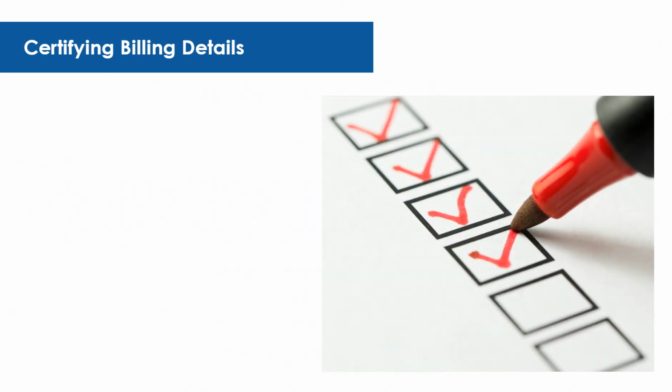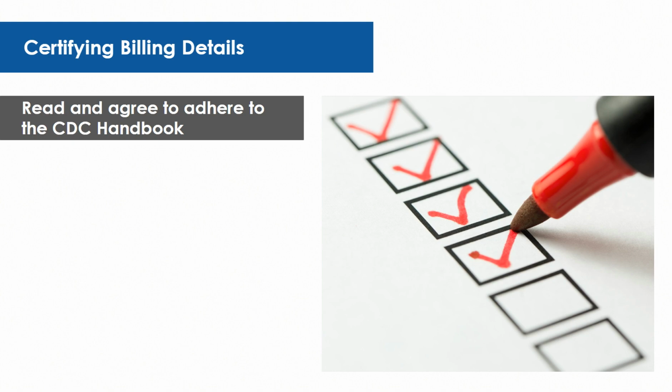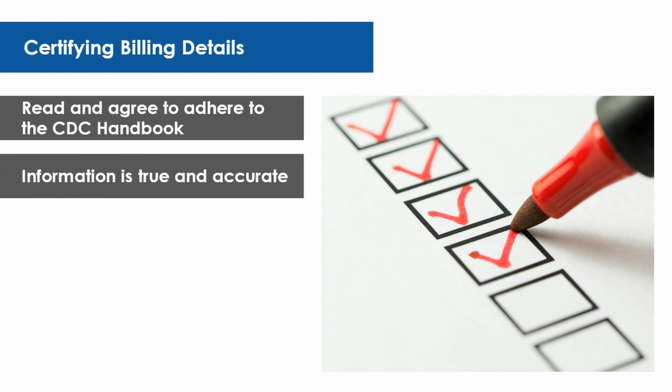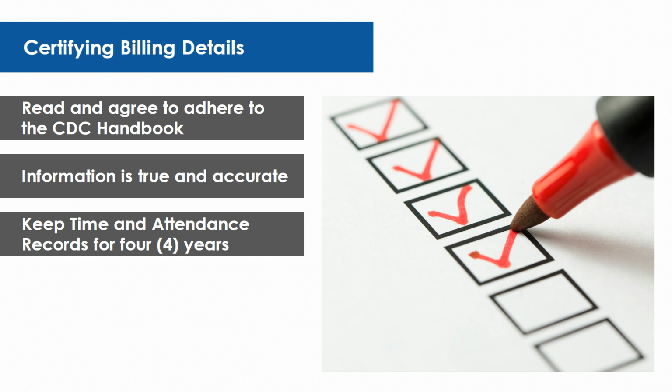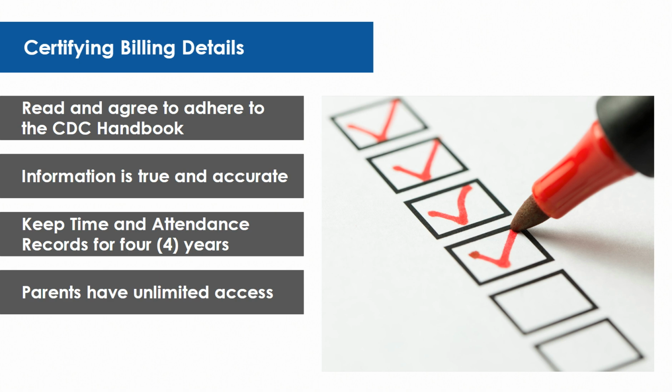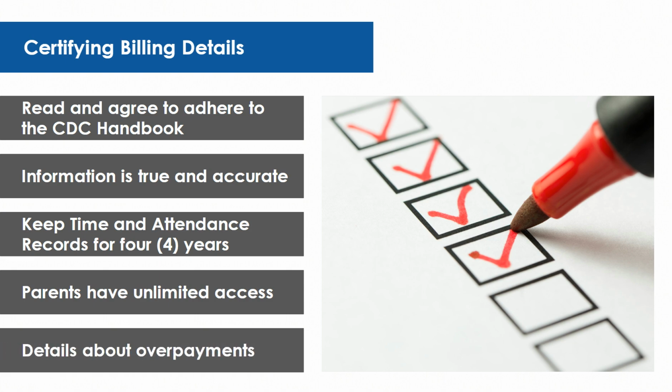You will first need to certify that you have read and agree to the requirements detailed in the Child Development and Care Handbook. The billing information is true and accurate to the best of your knowledge. You keep permanent and accurate records for 4 years. These are your time and attendance records. The parents of children in your care have unlimited access to their children while with you. And you understand what's involved if there is an overpayment of any kind.